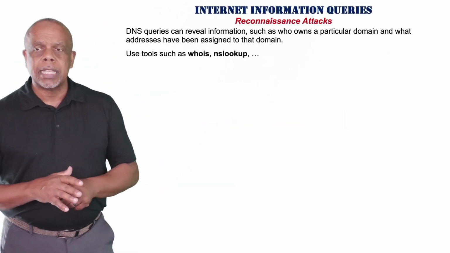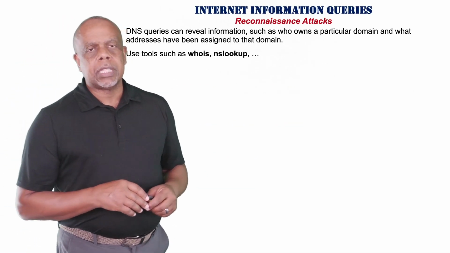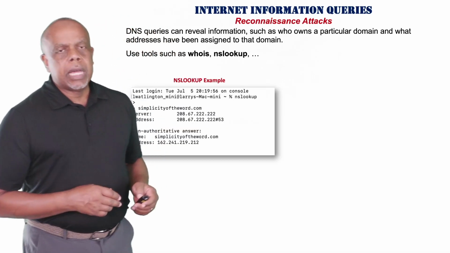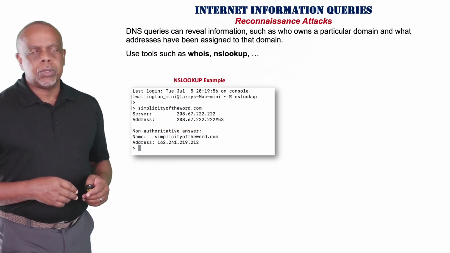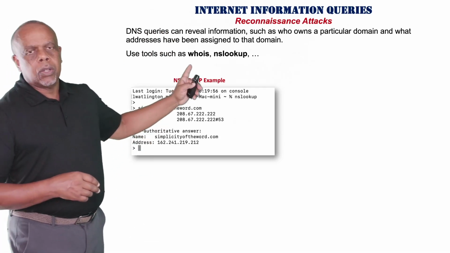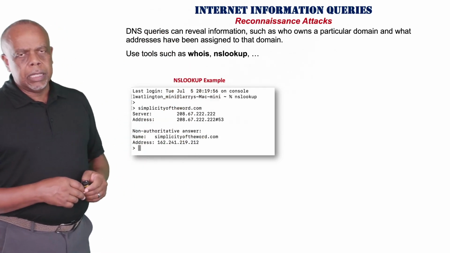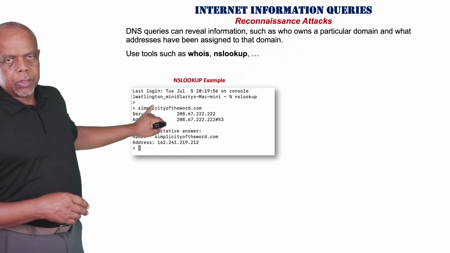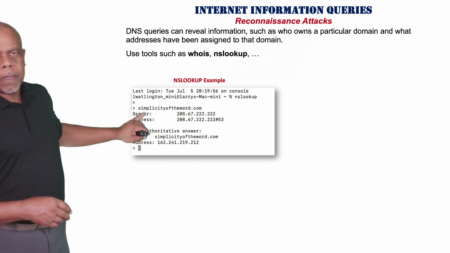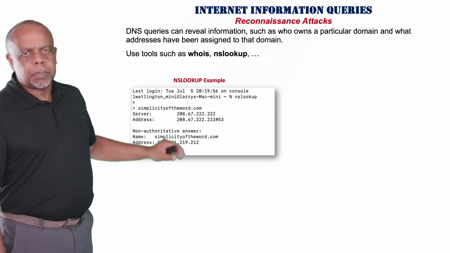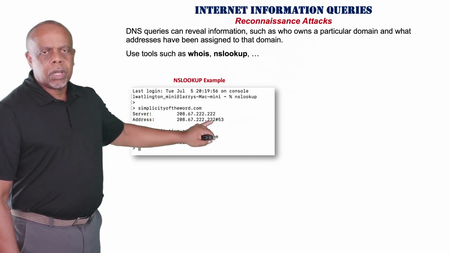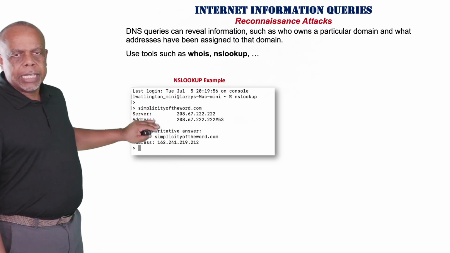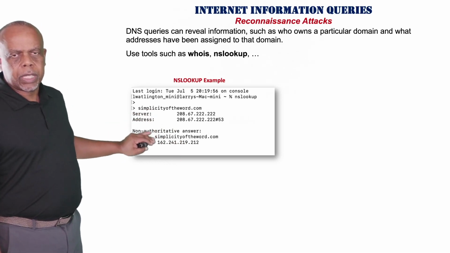Another type of reconnaissance attack is DNS queries, internet information queries. There's a lot of information you can find out just by using some simple tools like whois or NS name service lookup. Now this is just one, and if you notice, I even used myself. So this is one of our websites, simplicity of the word. This is the server. This is the IP address, the authoritative for the DNS. These are my DNS servers I use, right?